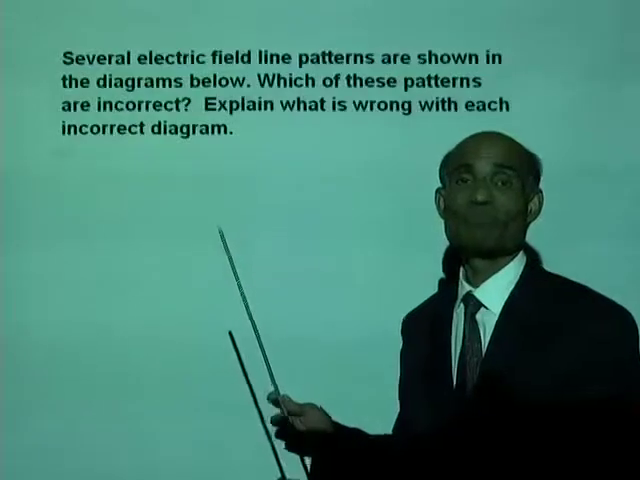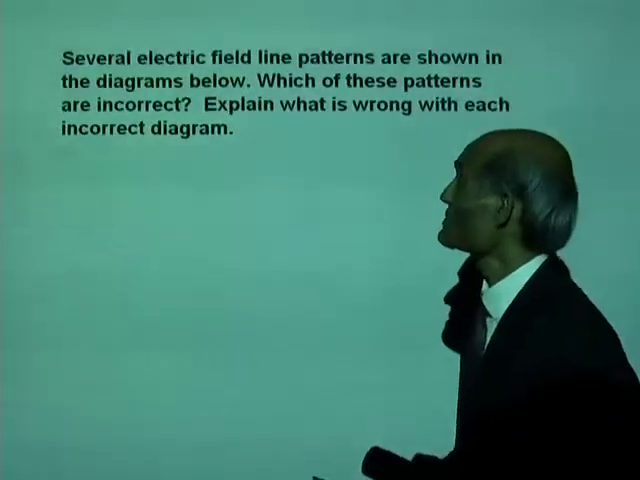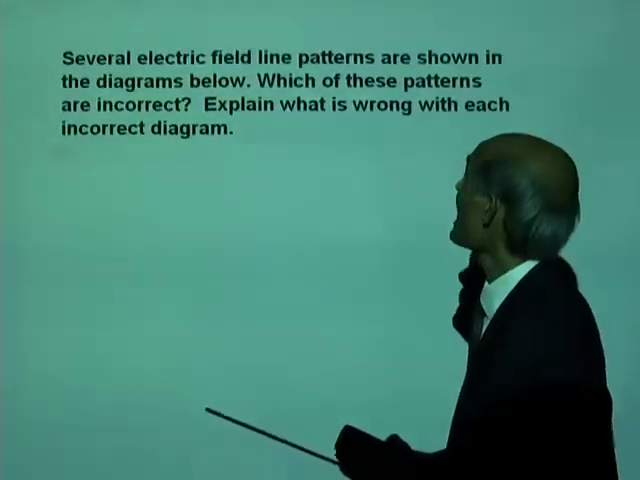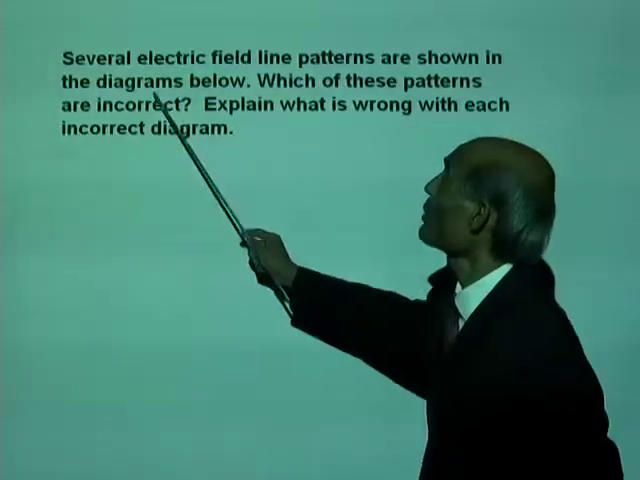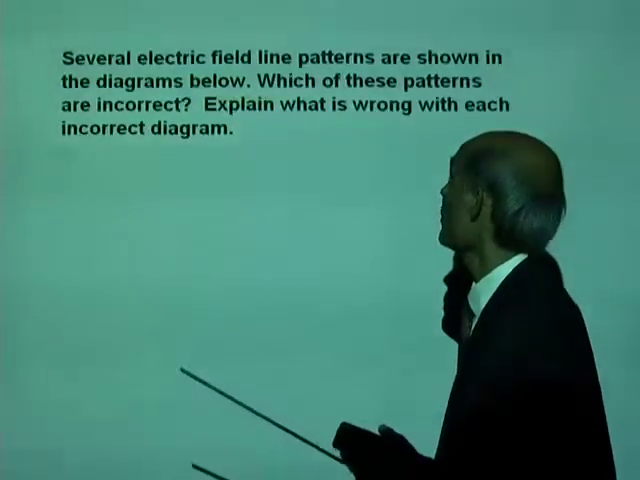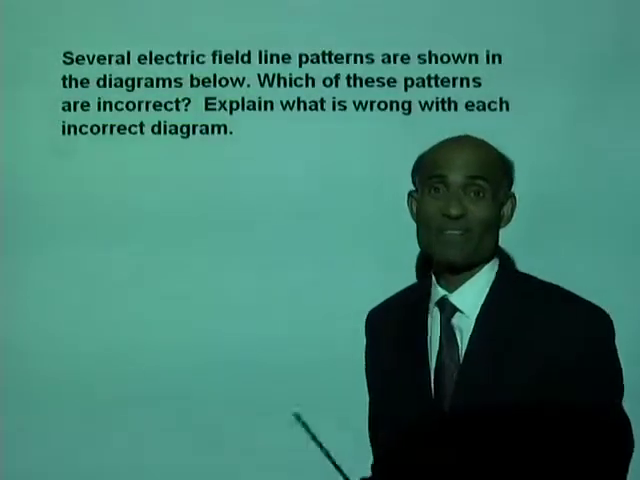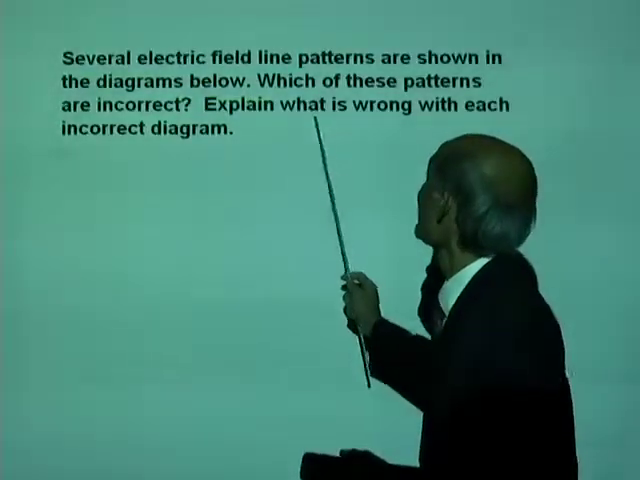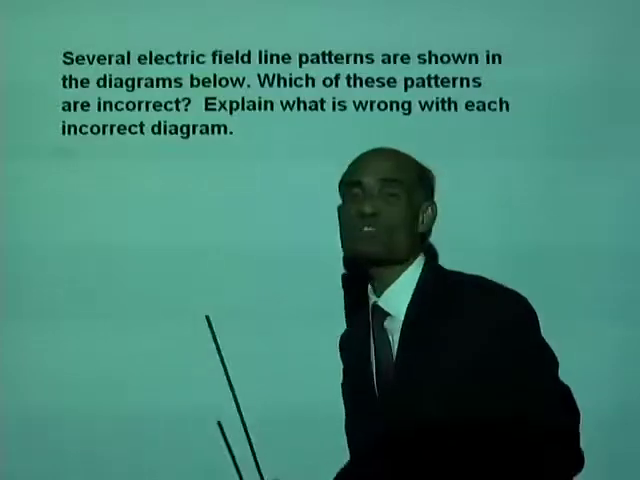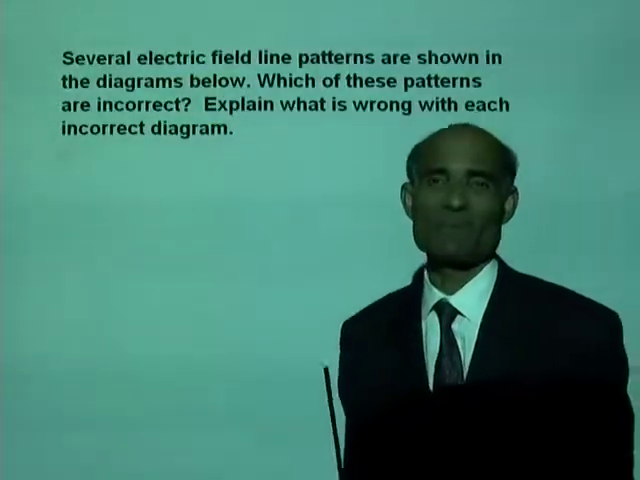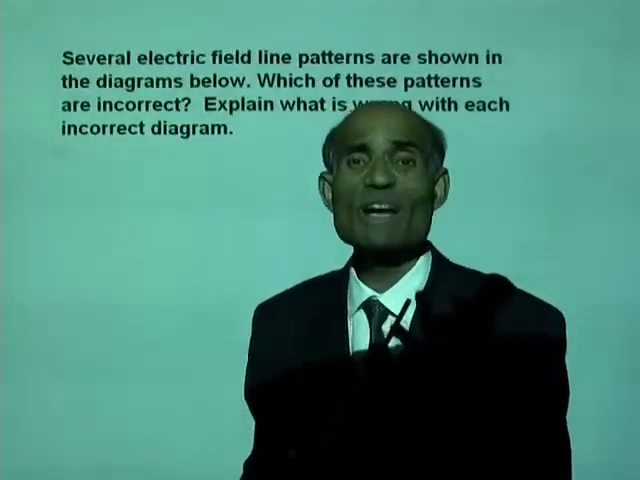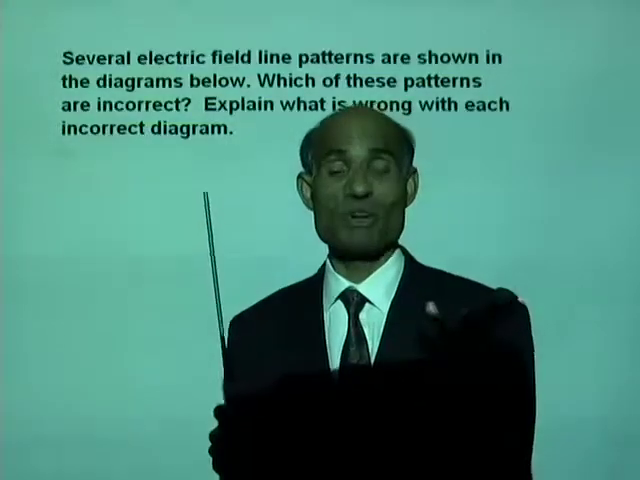Okay, now that you understand the basics of electric field lines, I'm going to give you an exercise, and this is the exercise. Several electric field line patterns are shown in the diagrams below. Which of these patterns are correct? Explain what is wrong with each incorrect diagram. Now, each one will earn you 1 extra credit point.